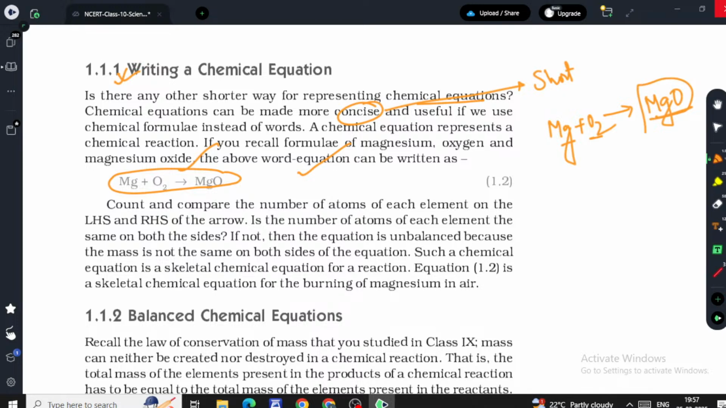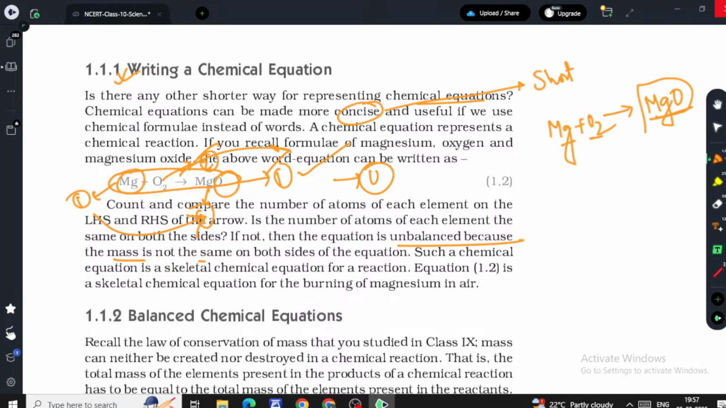Count and compare the number of atoms of each element on the LHS and RHS of the arrow. Is the number of atoms of each element the same on both sides? Now we can calculate the atoms. Mg is 1 atom, oxygen is 2 atoms here, but on the other side oxygen is 1 atom, Mg is 1 atom. Magnesium is the same, but the number of oxygen atoms is different. So this is an unbalanced equation. The mass is not the same on both sides of the equation.